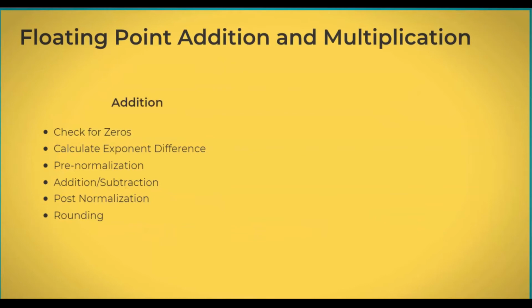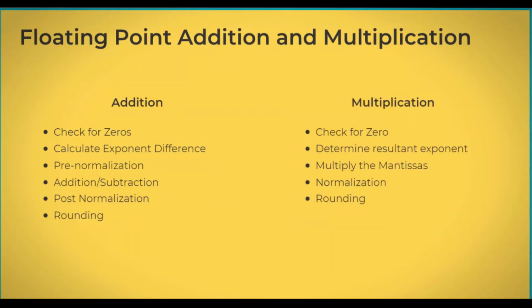Now we will talk about the steps which are used in the addition and multiplication process. First, in addition, we check for zeros, then we calculate the exponent difference, then pre-normalization is done, in which the smaller floating point operand is adjusted in order to align the two floating point numbers. The next is addition and subtraction. The second last step is post normalization, and the last step includes rounding.